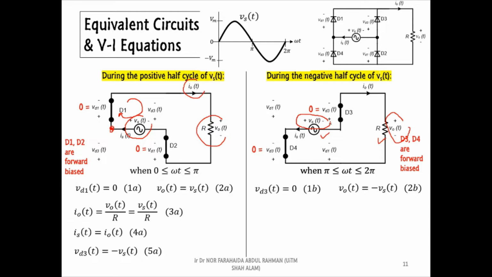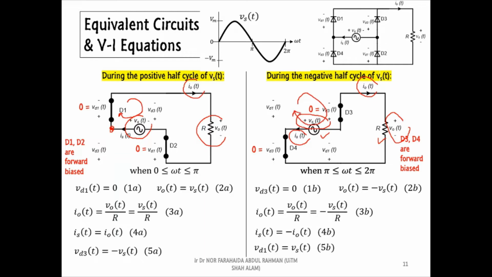Later, we apply Ohm's law and KCL to obtain the output current and the supply current equation. And KVL is applied on this loop to obtain the voltage across D1 and D2. Finally, now we have complete voltage and current equations for the half-wave and full-wave rectifiers.